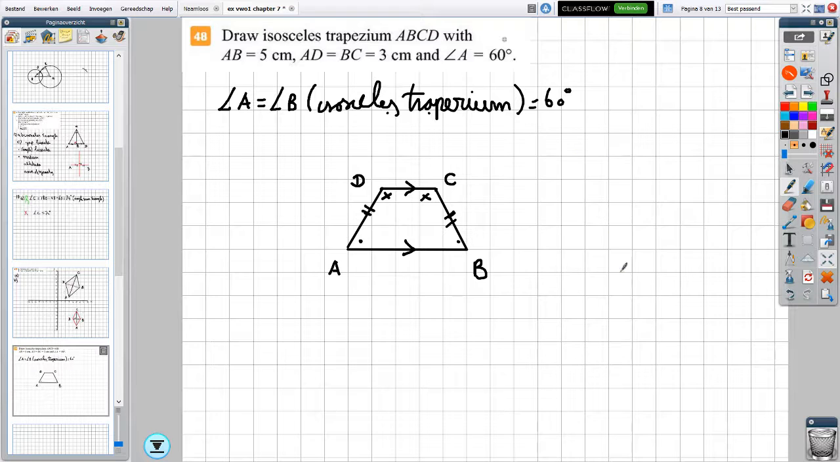Okay, so do this step by step. Remember the properties of certain special quadrilaterals and use them to your advantage.